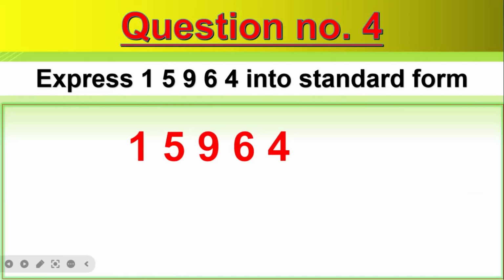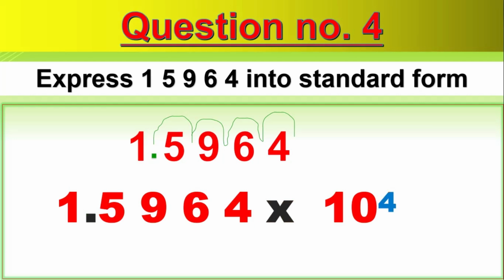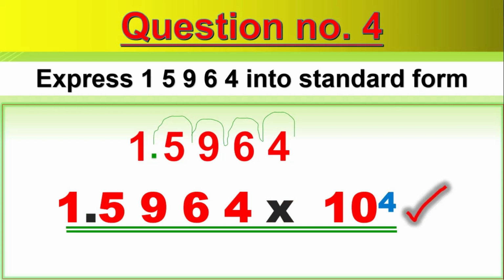So let us count 1, 2, 3, 4. So the point is there, we have 4 digits on your right. That means it will be times 10 power 4, that is 10,000. So it's 1.5964 times 10 power 4. Why power 4? Because there were 4 digits on the right-hand side. That is 10,000. And that is the answer.